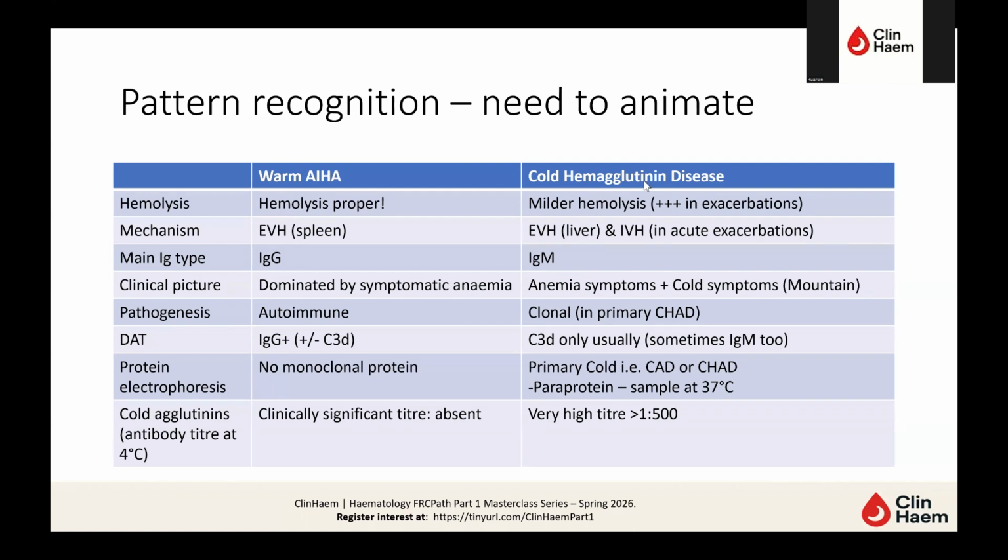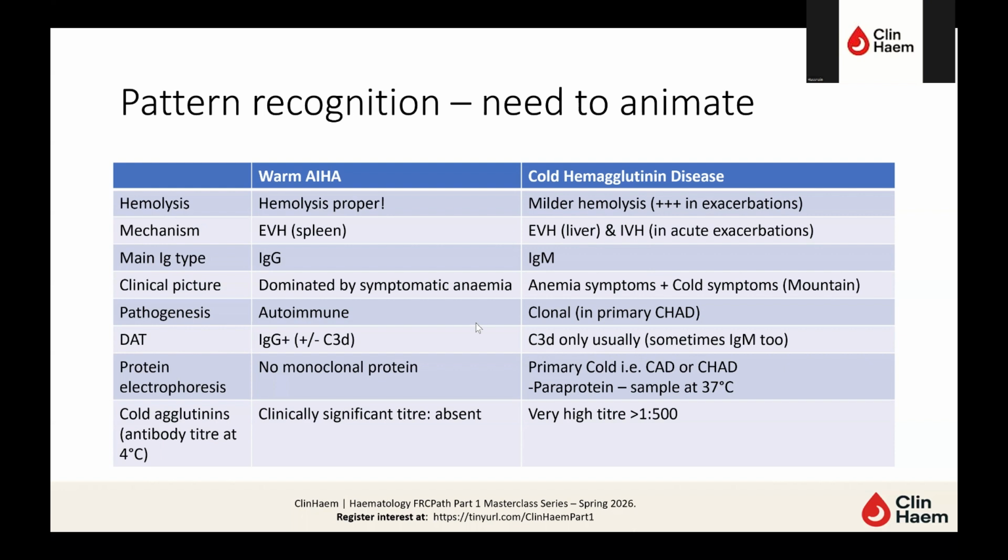In cold hemagglutinin disease, and this is very important, they might have anemia symptoms, but they will have cold symptoms, which is similar to what you see if you go up a mountain in the cold weather. So discoloration of the fingertips, toes, purpleness, Raynaud's, and stuff like that, because that's when they are being activated in those vessels in the distal extremities, or that are cold. It will cause a bit of ischemia there, and this is what will happen.